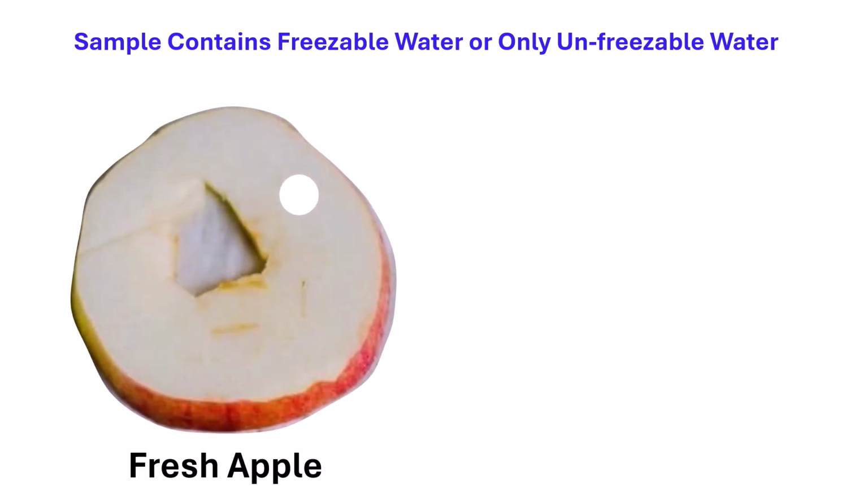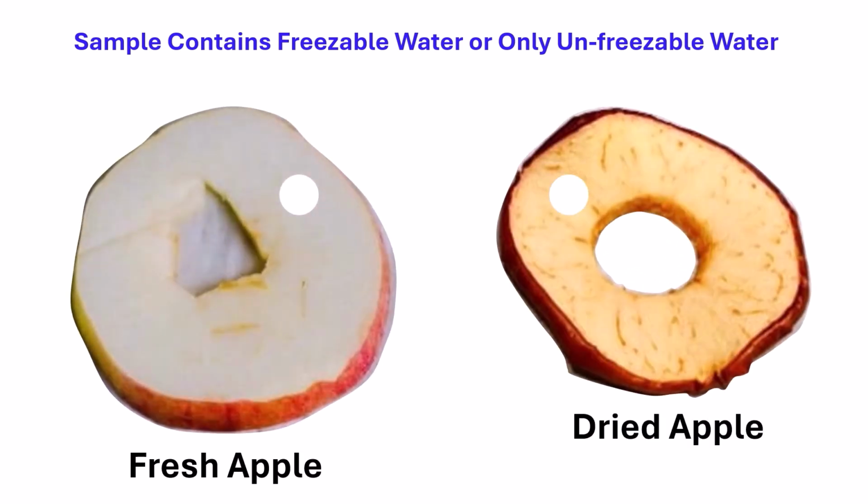Consider I am giving you two apple slices, one fresh and another dried, and I ask you to determine the glass transition and freezing point. As I mentioned in my earlier video, we need to know first whether the sample contains freezable water or unfreezable water. How to find this? Take samples from both slices as shown for DSC analysis.